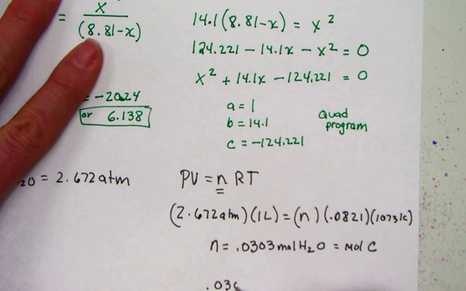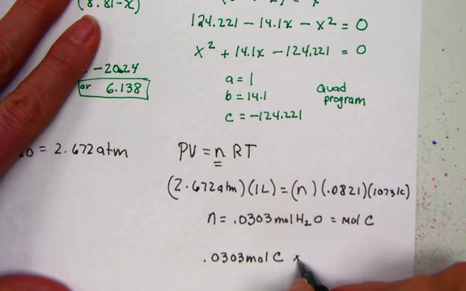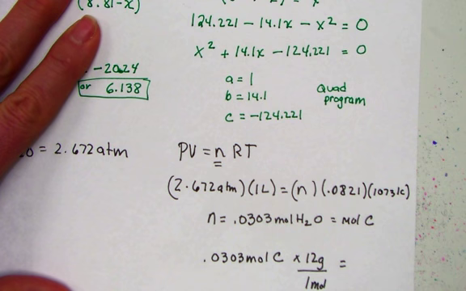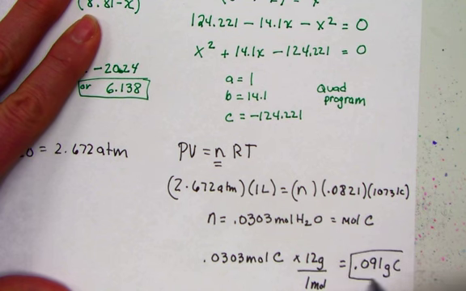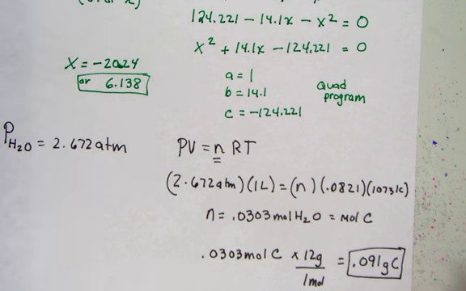We'll do a little mole map work. If we need 0.0303 moles of carbon, using the molar mass of 12 grams per mole, I'll go times 12 on the calculator, and we would need 0.36, and just round, 0.36 grams of carbon at equilibrium to keep this reaction going.